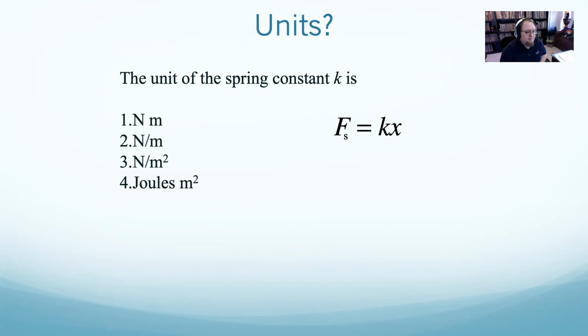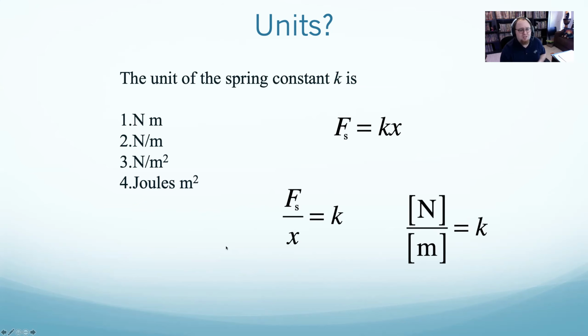Well, I can use dimensional analysis. If I take my equation, I drop the negative sign because the negative sign is just direction. I'm just saying magnitudes here. If I take this equation, divide both sides by x, I get that k is the force of the spring over how far it's stretched. But force is in newtons and x is in meters. So k will always be in newtons per meter.